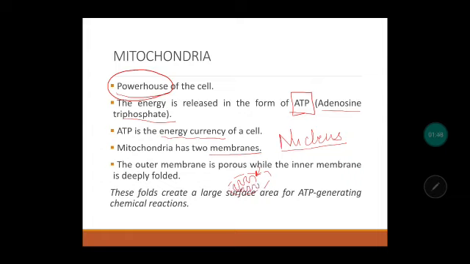Many folds are there. Why are such folds there? To provide a large surface area for generation of energy. Whenever folds are provided, they increase the surface area. And a large surface area helps in generating more ATP through chemical reactions in the cell.